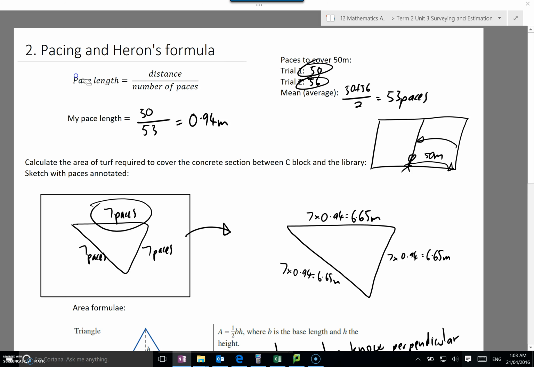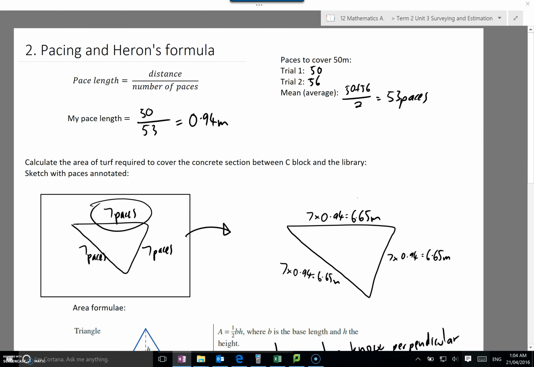If you want to go outside and find a football field, you can do it at school if you want. Find 50 meters to walk it, see how long your pace is. The whole reason we use pace length is so that if we're told to walk a kilometer in a certain direction, we can count our paces and remember how far we've walked, or we can use it to estimate area.